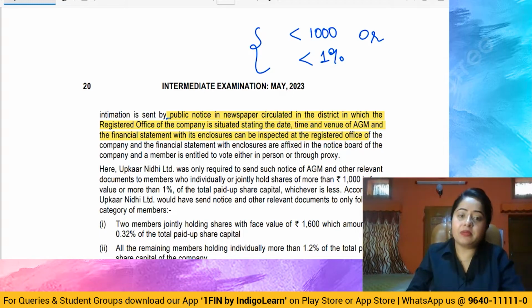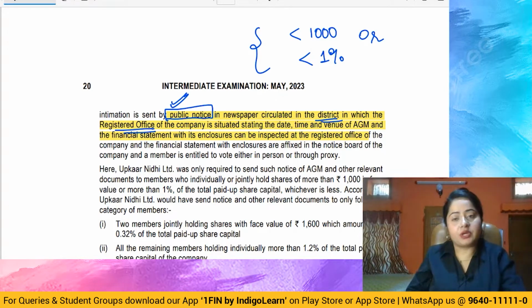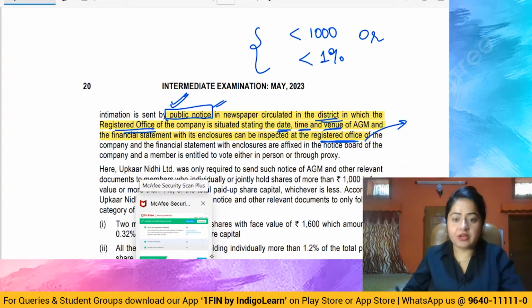In such case, simply public notice in the newspaper is sufficient in the district where the registered office of the company is situated. In this public notice, the company will have to state the date, the time, the venue of the annual general meeting. They will have to state the registered office address. If any of these members, they want to inspect the financial statements and the annual report of the company, they can go to the registered office and they can inspect, right?